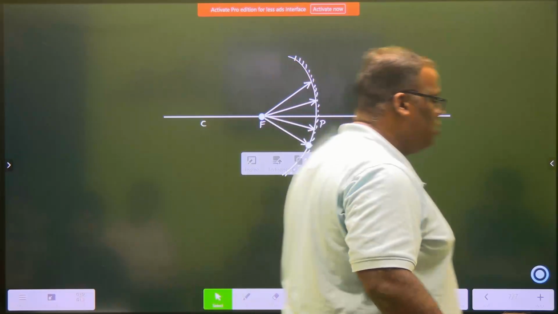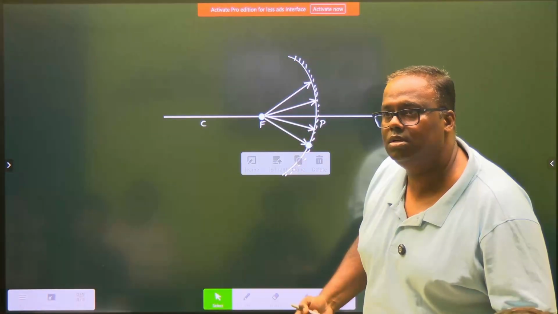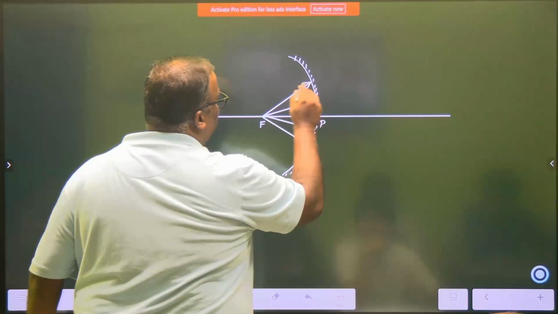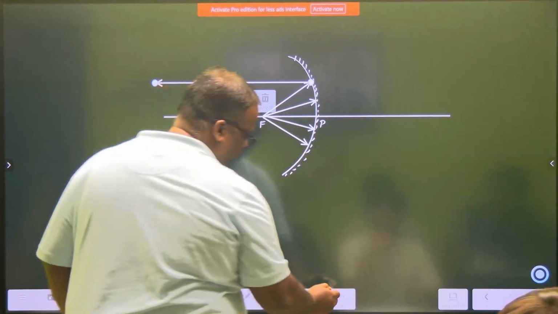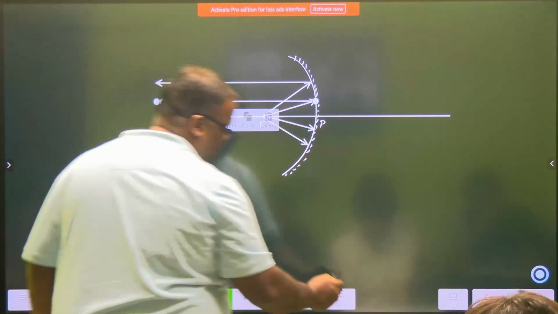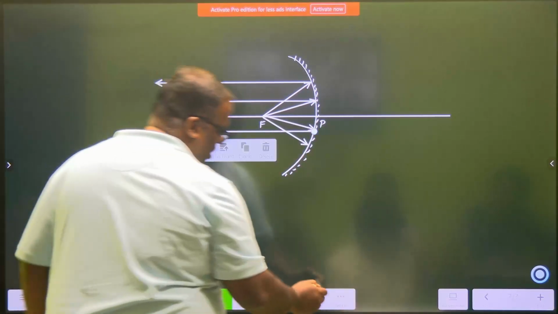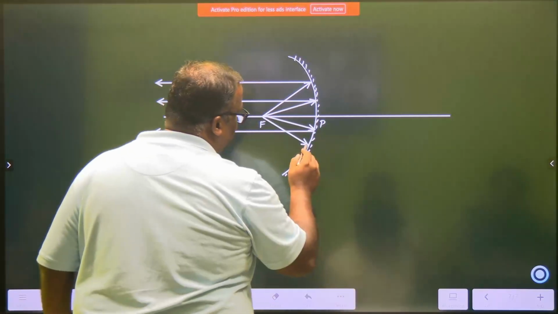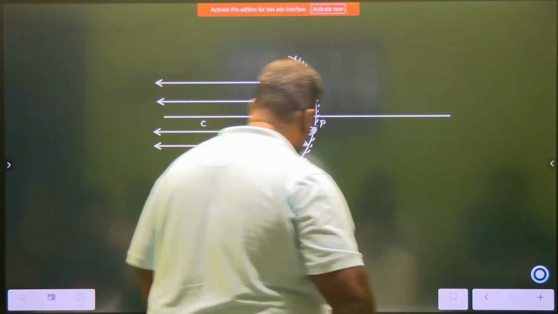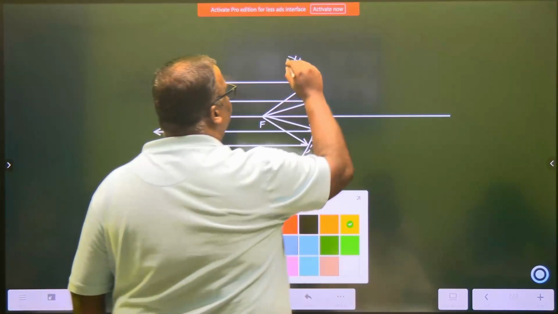Apply your laws of reflection. A ray passing through the focus becomes parallel to the principal axis. Very good. So this ray is expected to go in this manner. Do you agree? This ray is expected to go in this manner. This ray is expected to go in this manner. And this ray is expected to go in this manner. Am I correct or not? Yes. Now, I will mutate this diagram.